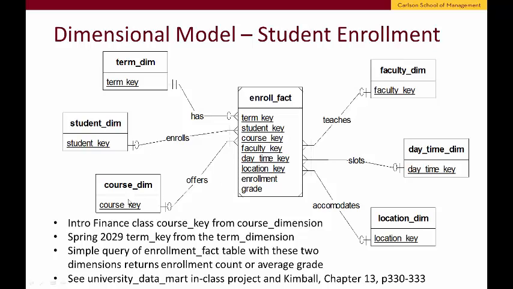course key here from the course dimension to identify that Intro to Finance class, the term key from the term dimension that's going to identify then spring of 2029, and one measurement, the enrollment, from the fact table itself. Okay, a simple query with only these two joins, this one and this one, the has between term dimension and enroll fact, and offers between course dimension and enroll fact will do the trick.